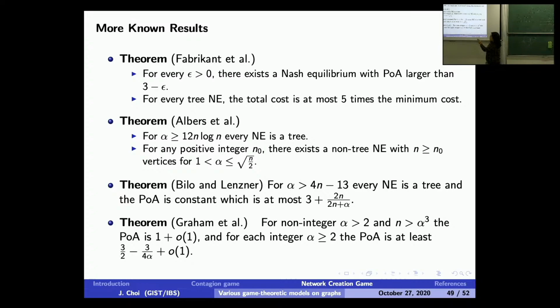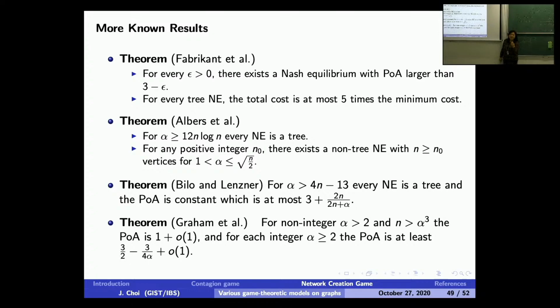But the bad news is that in some sense, it disproves the conjecture, because for any positive integer n zero, there exists a non-tree Nash equilibrium with n vertices, where n is at least this fixed number n zero, for any value of alpha between 1 and square root of n over 2. So that means the constant does not exist anymore.